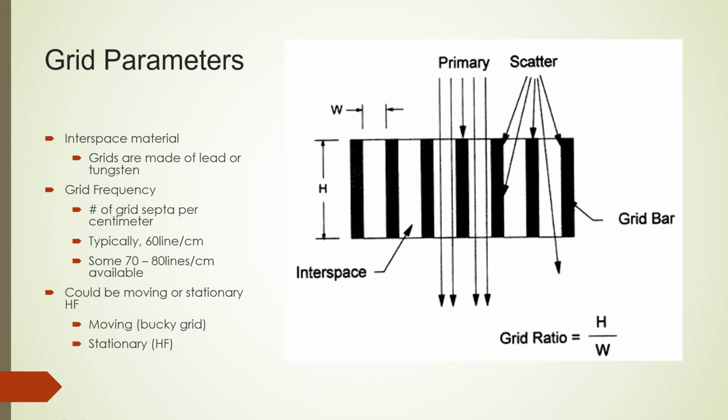Moving grids are called Bucky grids. Grid frequencies are typically about 60 lines per centimeter. Some higher frequency grids are also available. When moving grids are used, they move with the Bucky so that the grid lines do not appear in the image. Some high frequency grids are stationary because the grid septa is small enough that the grid does not appear in images even when stationary.